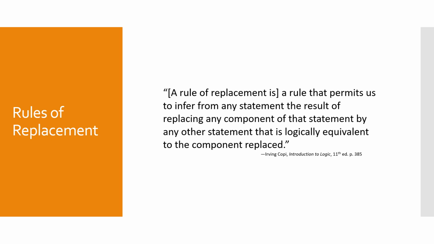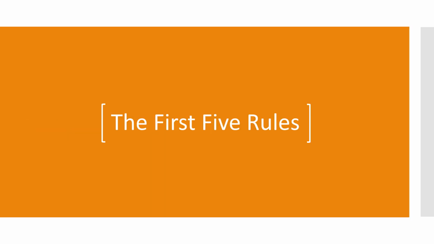We can define a rule of replacement as such. A rule of replacement is a rule that permits us to infer from any statement the result of replacing any component of that statement by any other statement that is logically equivalent to the component replaced. So let us now examine the first 5 of our logical equivalencies. We will use these rules of replacement frequently and will often rely on them in constructing formal proofs of validity, so they're very important, and we will need to understand their use as clearly as we do the various rules of implication.